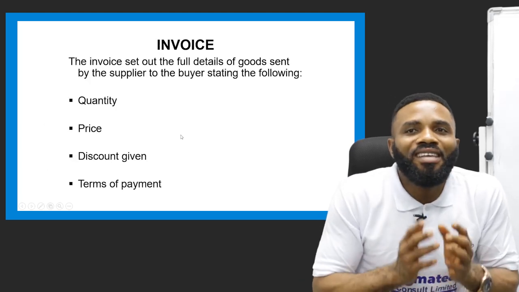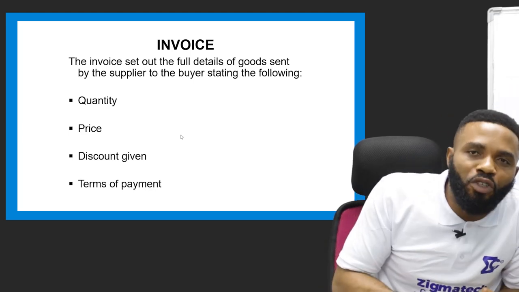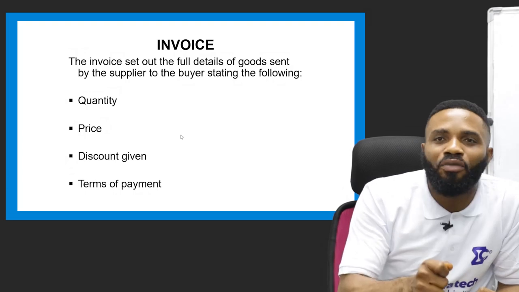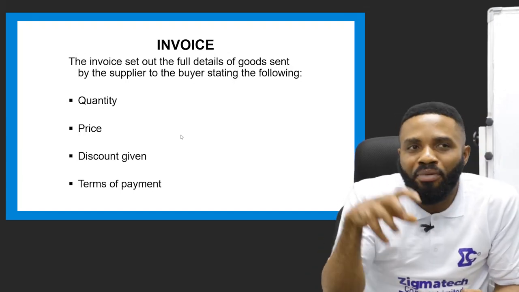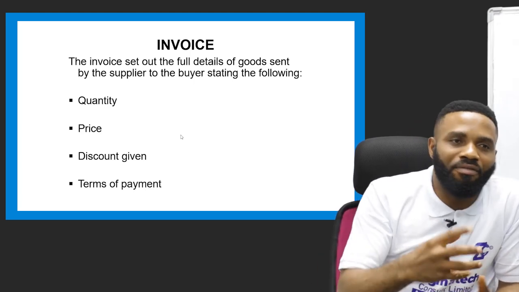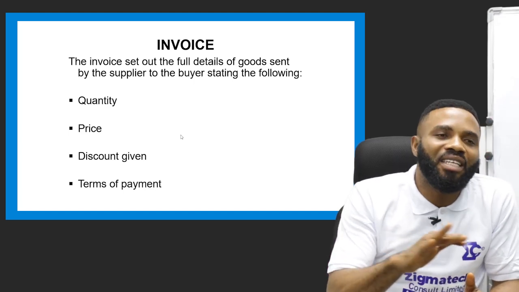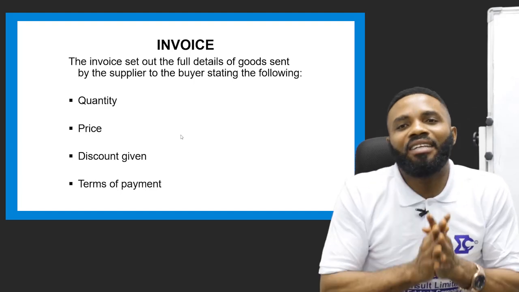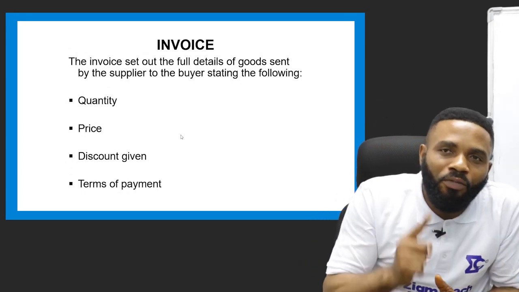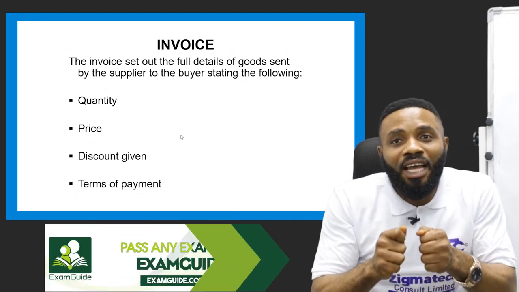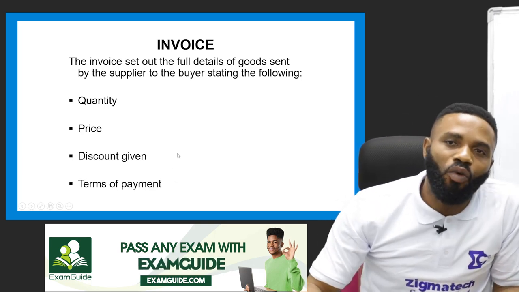Let's start with the invoice. We said the invoice sets out the full details of goods sent by the supplier to the buyer, stating the following. Number one, every good invoice must come with the quantity. That invoice must spell out the quantity of goods that is purchased. Two, the price of each of the goods. Three, the discount that is given. The discount that is given can be cash discount, or it can be what? Trade discount. But since these transactions are basically on credit, then it's always trade discount. And then the last but not the least is terms of payment. When are you going to make this payment? What is the agreement? So an invoice is a document that is sent by the supplier to the buyer, stating these few qualities: quantity, price, discount, and terms of payment.